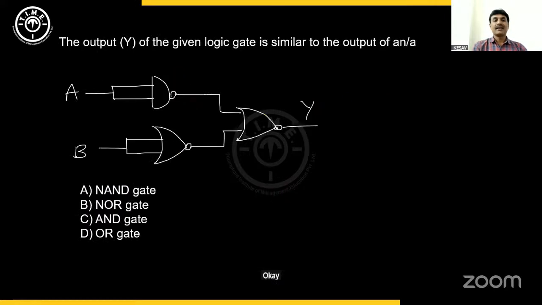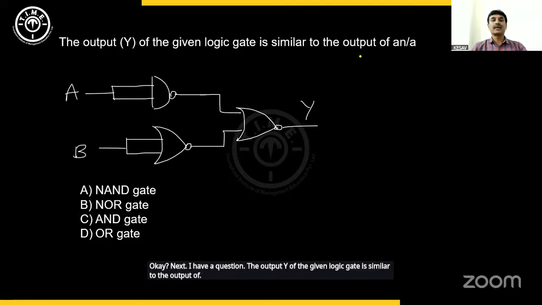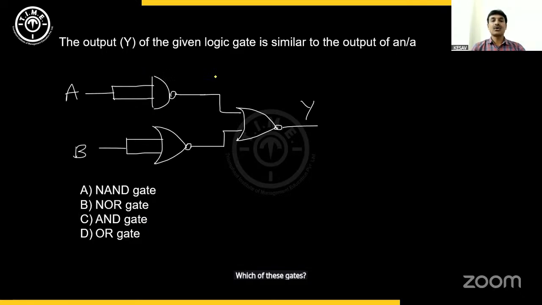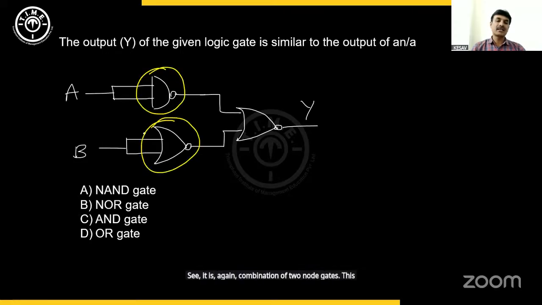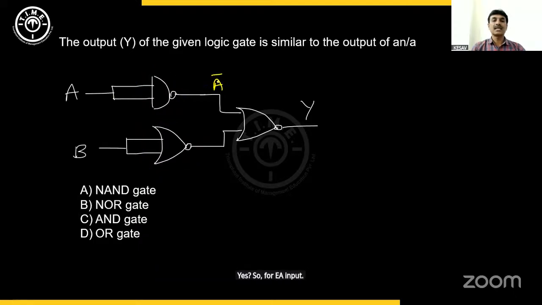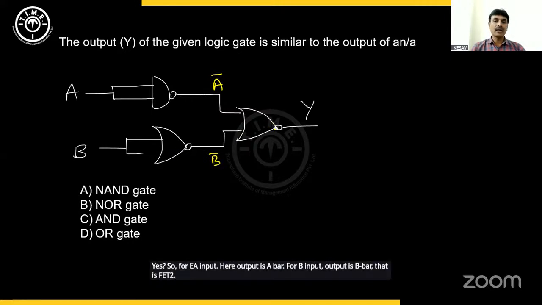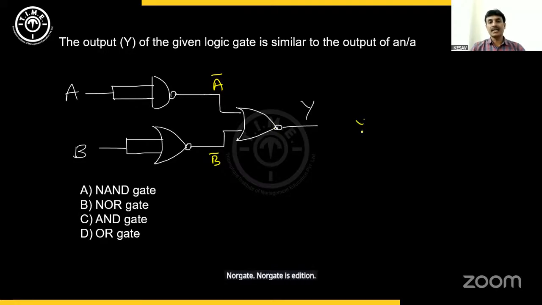Next, another question. The output Y of the given logic gate is similar to the output of which of these gates? See, it is again a combination of two NOT gates. This is a NOT gate, this is also a NOT gate. So for A input, here output is A bar. For B input, output is B bar. That is fed to the NOR gate. NOR gate is addition, isn't it? So Y is A bar plus B bar. This is OR, NOR.